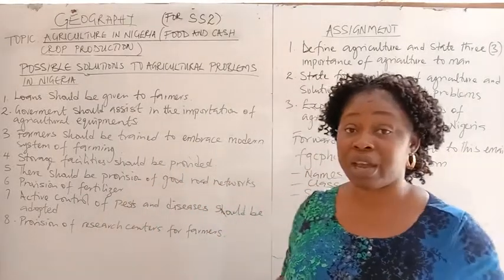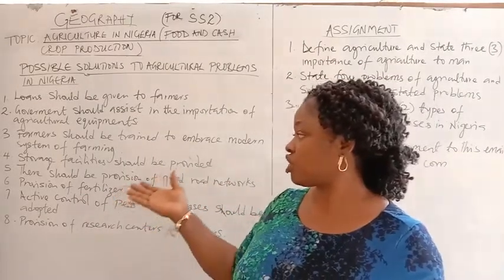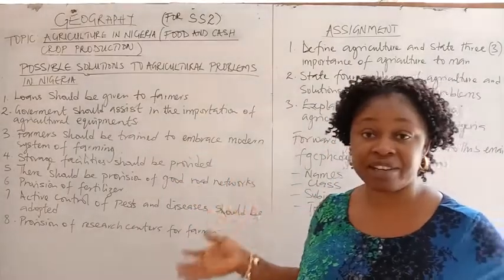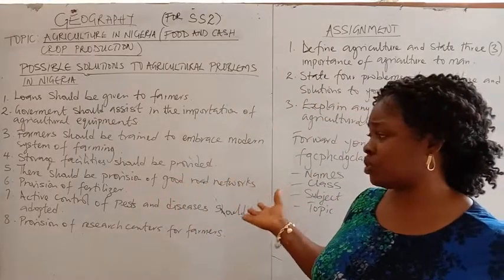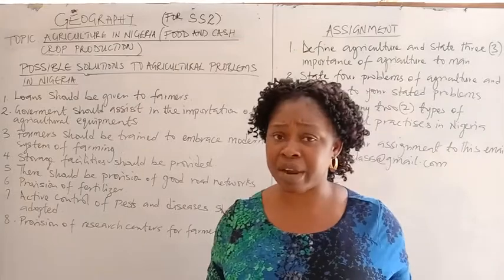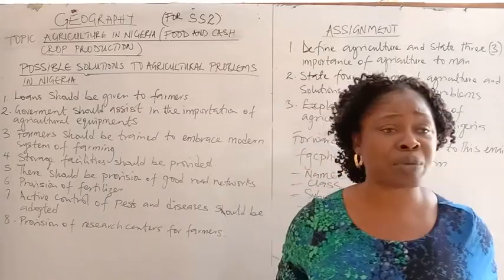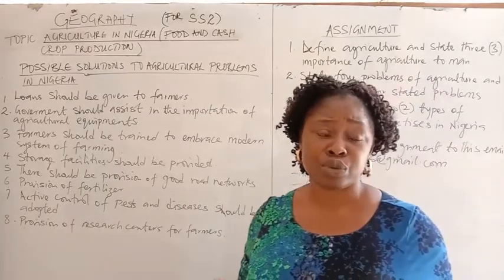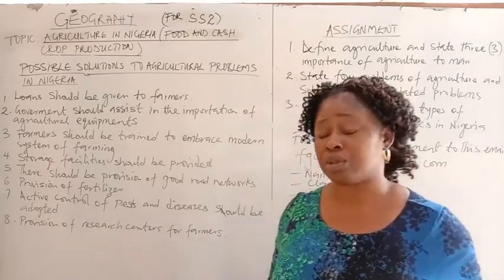Storage facilities should be provided. There should be provision for good roads network, especially in the rural areas, so that the farmers will be able to convey their perishable goods to the market on time.